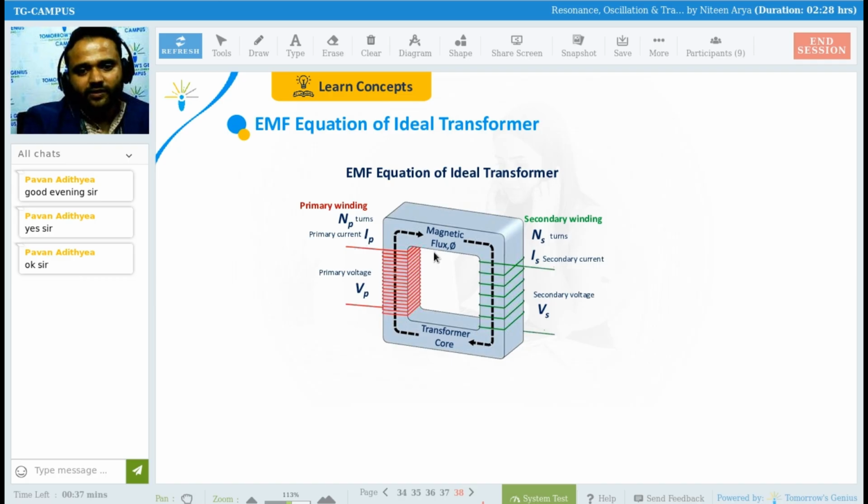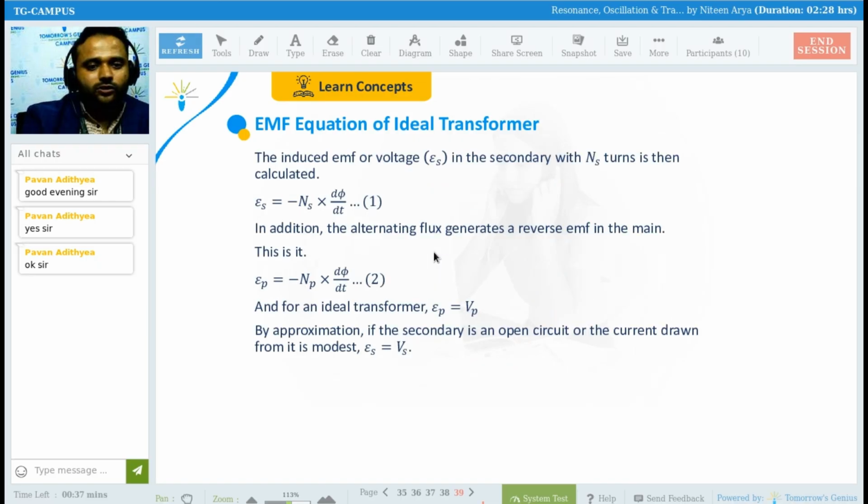Primary winding, secondary winding. So, the EMF equation of an ideal transformer: primary current IP, number of turns NP, voltage at primary VP, magnetic flux phi, transformer core, number of turns in the secondary NS, secondary current IS, voltage secondary VS. So the induced EMF or voltage ES in the secondary with NS turns is calculated in this way. This is your first equation. And in this way, this is your second equation. For an ideal transformer, EP equals VP. Induced EMF equals the voltage at the primary coil.